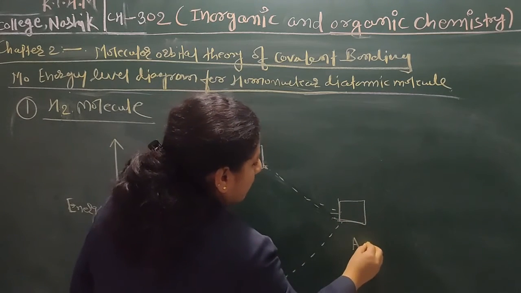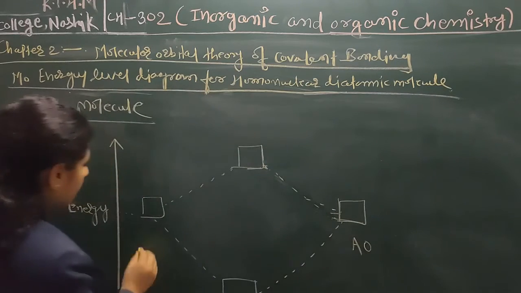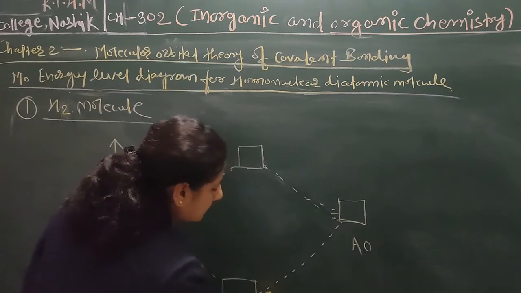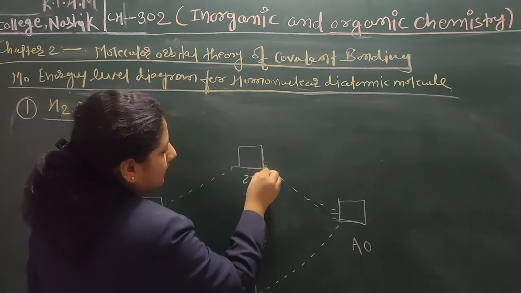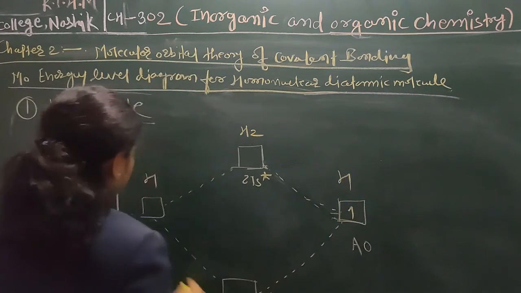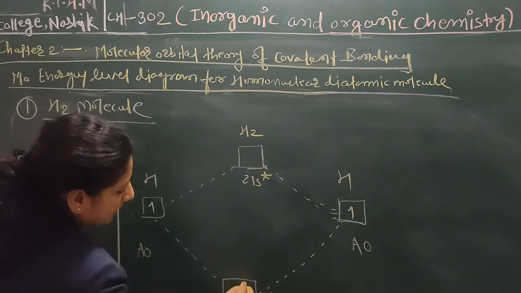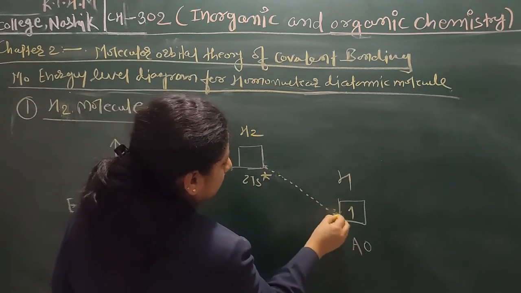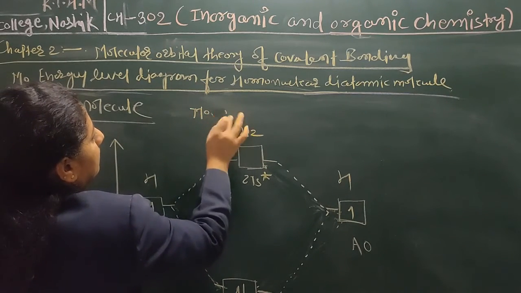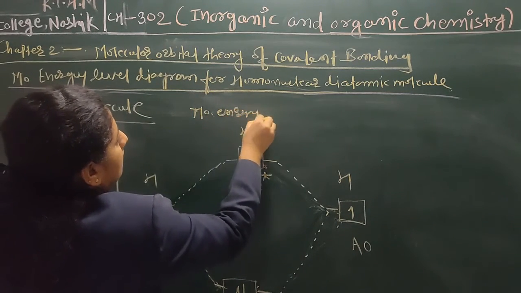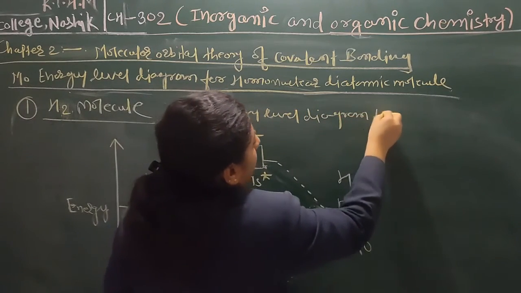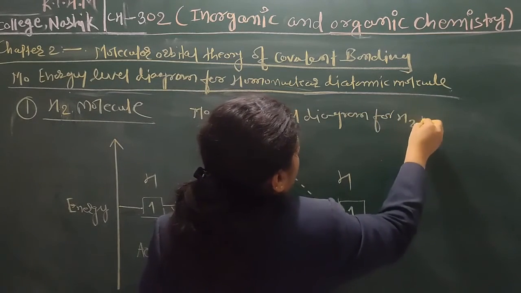Here that is the antibonding molecular orbital. Here also the antibonding molecular orbital, that is sigma 1s, that is H2. Here one hydrogen, here also one hydrogen. This is the MO energy level diagram for the H2 molecule.